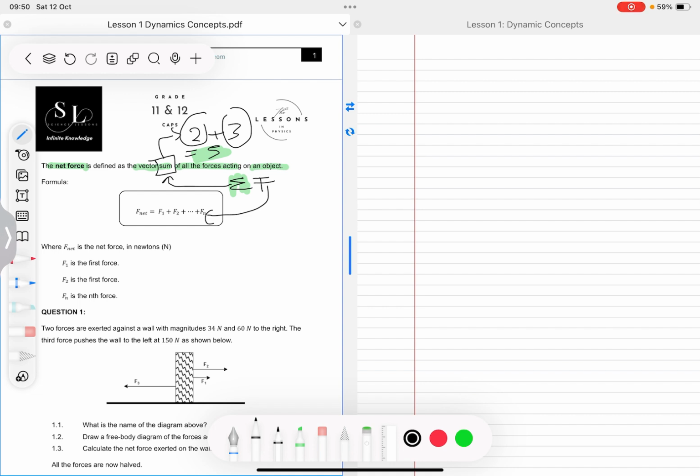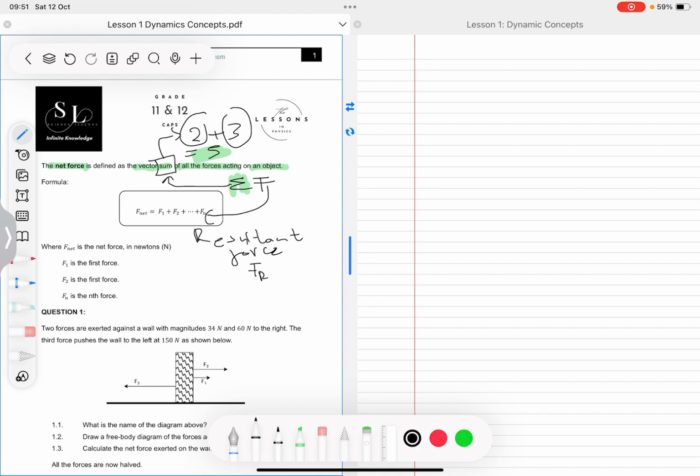And sometimes the net force is called the resultant force, and is then given the symbol FR. Some people like to use this, so you can say FR is equal to F1 plus F2 up until Fn, right?